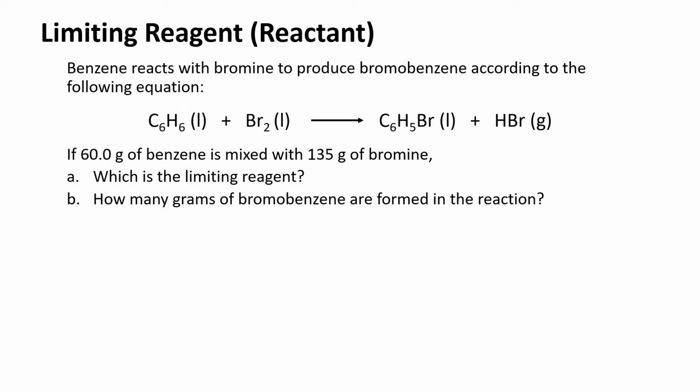So they give us grams of benzene here, 60.0 grams of benzene, and they give us grams of bromine, which is 135 grams of bromine. Now, as always, first thing we want to do is make sure our chemical equation is balanced. So we have 6 carbons, we have 6 hydrogens, and we have 2 bromines here. Over here we have 6 carbons, we have 6 hydrogens.